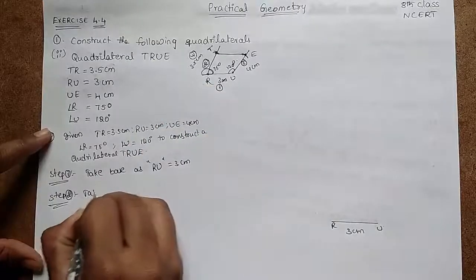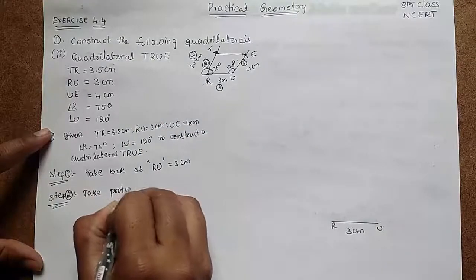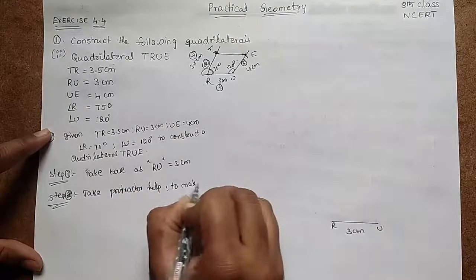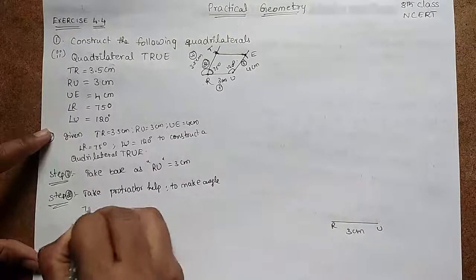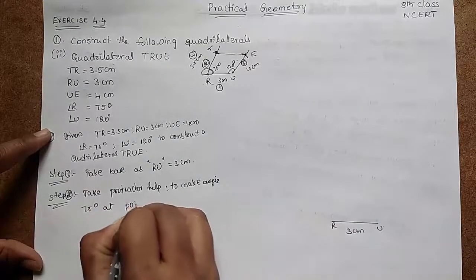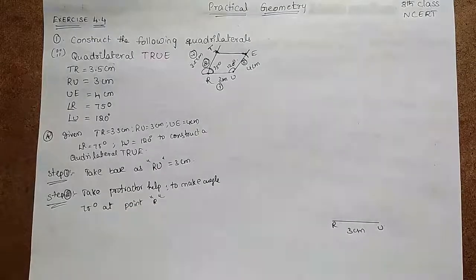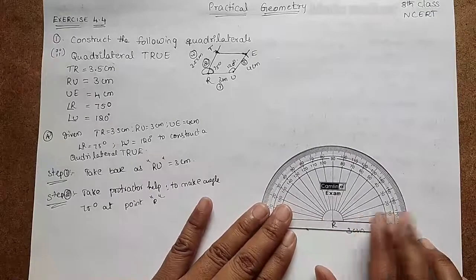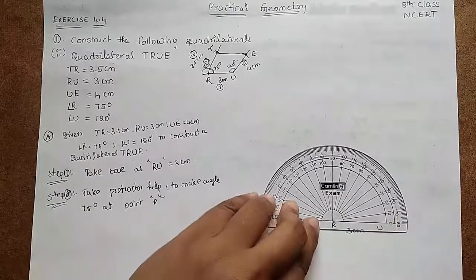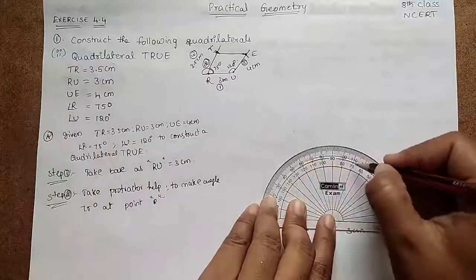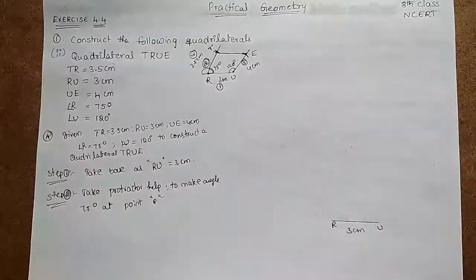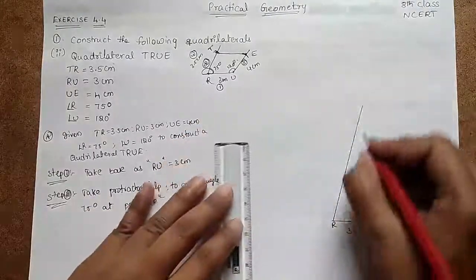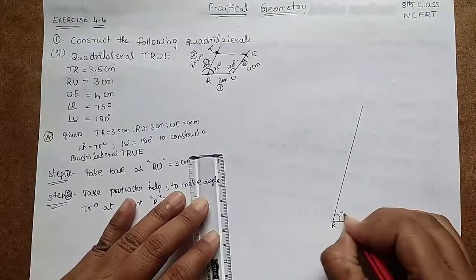Take a protractor to make angle 75 degrees at point R. So take the help of a protractor. Make sure that the point should be at 90 degrees and the line should be parallel to the 0 degrees line, and mark 75 degrees. This is 70 and this is 75, and make a line joining these 2 points. So this is angle 75 degrees.